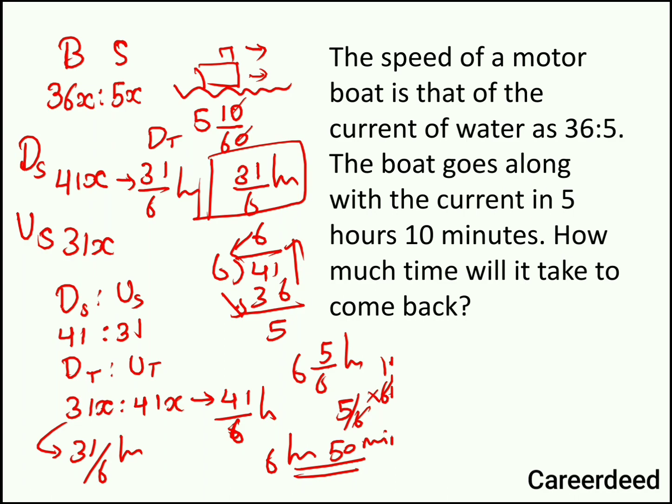Let me repeat the same question one more time. So here speed of boat and speed of stream is 36 is to 5. So we know speed of boat plus speed of stream is nothing but speed of the boat in downstream, which is 36 plus 5, 41 parts. So speed of the boat in upstream is 36 minus 5, which is 31 parts. So in the question it is clearly given the boat goes along with the current in 5 hours and 10 minutes. So when the boat moves along the stream, it will cover the distance in 5 10 by 60 hours. So 5 10 by 60 hours can be written as 31 by 6 hours. So while the boat is moving in downstream, it will take 31 by 6 hours to cover the distance.